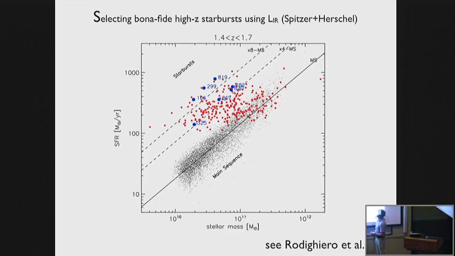These are the main sequence galaxies that we've been looking at with FMOS. These are our parent target galaxies, and the Herschel sources are in red, anything that's detected in the far infrared. So we're now going to do a selection based on a cut parallel to the main sequence.